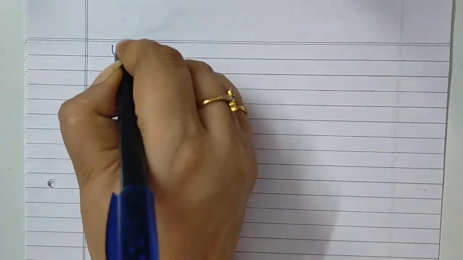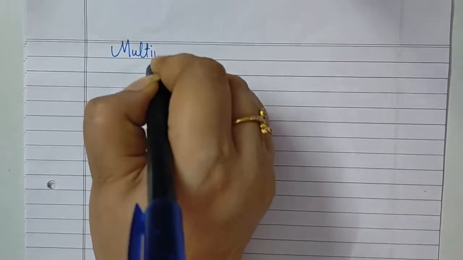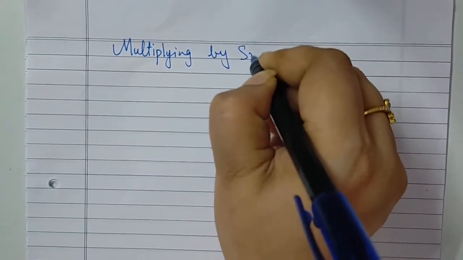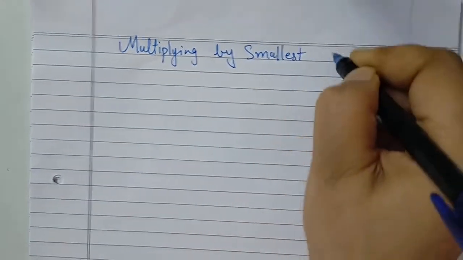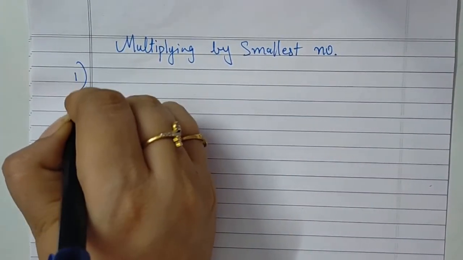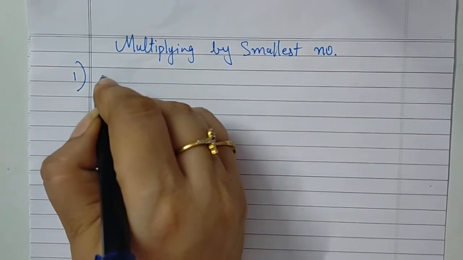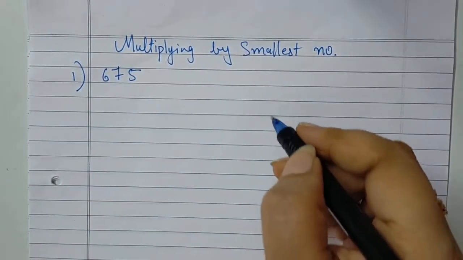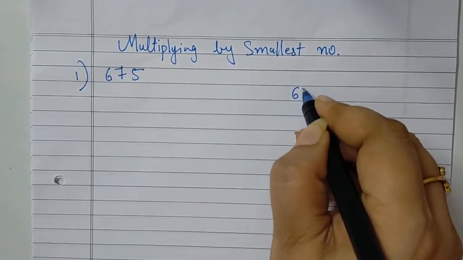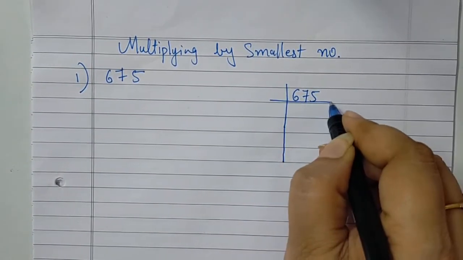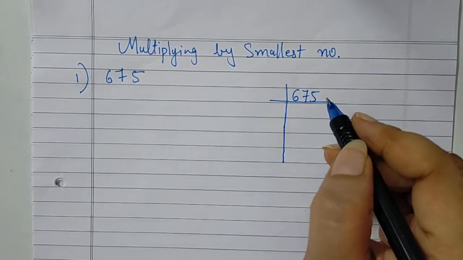For example, let me take the first number as 675. Multiplying by the smallest number to get a perfect cube. This means 675 is not a perfect cube number. Let us do prime factorization of 675.